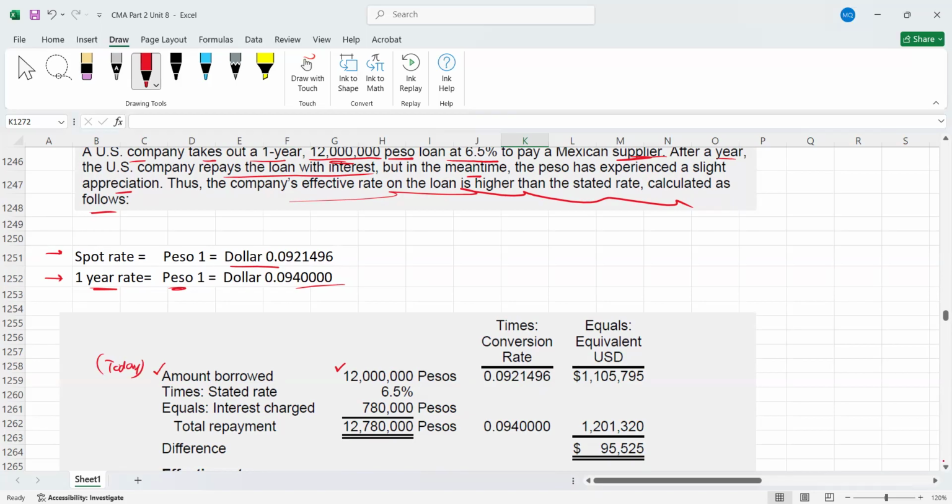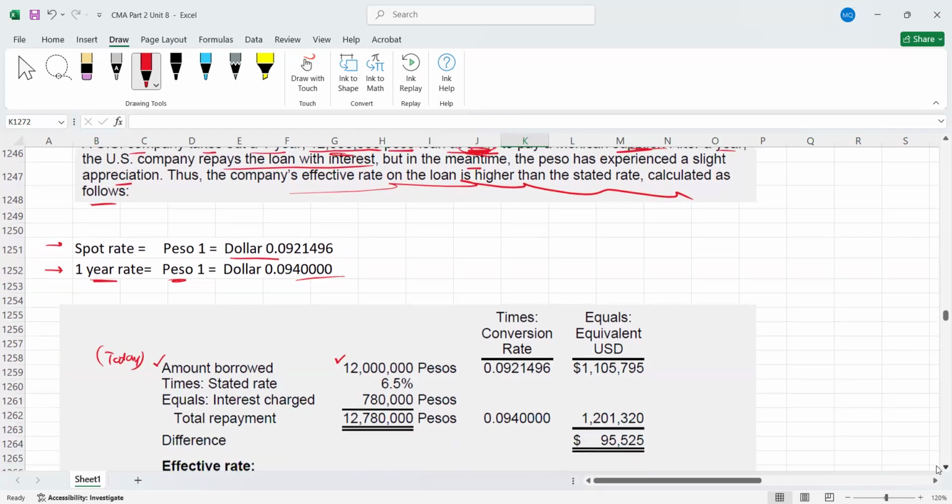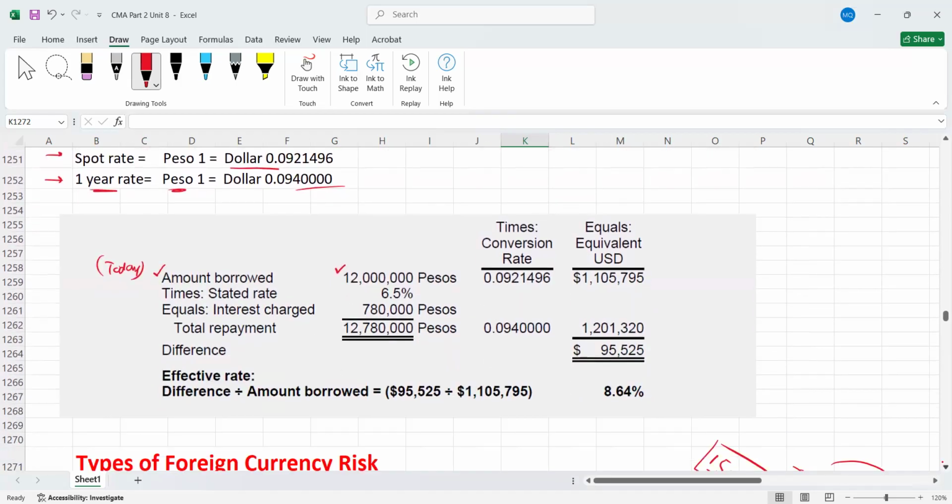And when are you going to repay this amount? In 1 year's time. And what's the interest rate? The interest rate, it told you in the question, 6.5, right? So now what I will do is take the amount borrowed. All these calculations are in pesos first, okay? In this column, the amount borrowed is 12 million and the stated rate is 6.5%. This is the rate of interest, 6.5%.